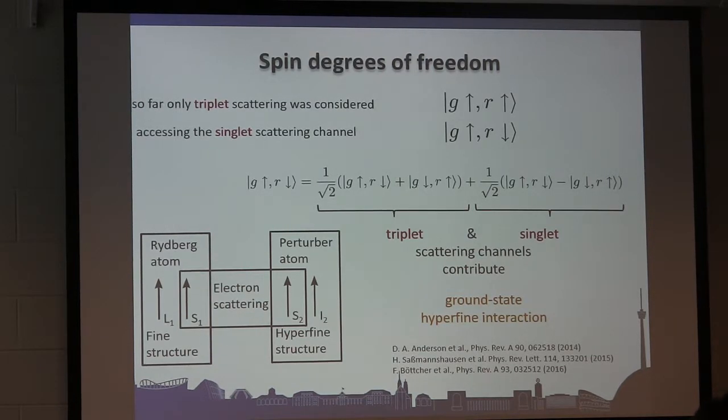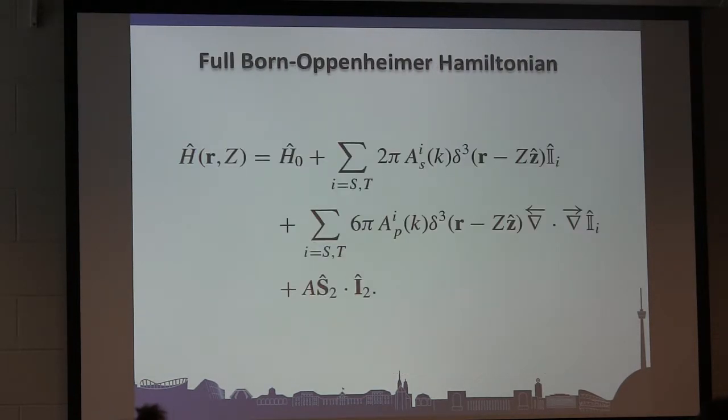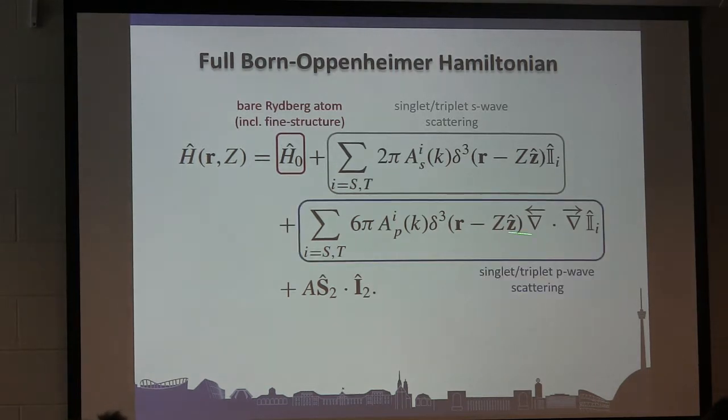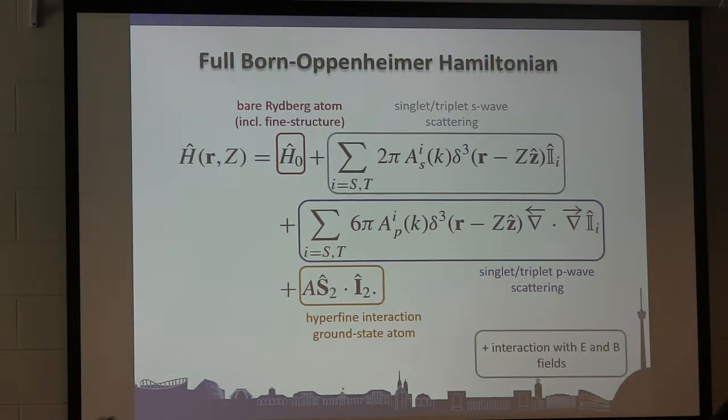And so when we now look at the full calculation, we would get our final potentials. It's the following: we have this bare Rydberg atom, we have the S-wave scattering for both singlet and triplet, we have the P-wave scattering for both singlet and triplet, and we have the hyperfine interaction of the ground state. And as in our experiment, we have magnetic and electric fields. We also put this in.